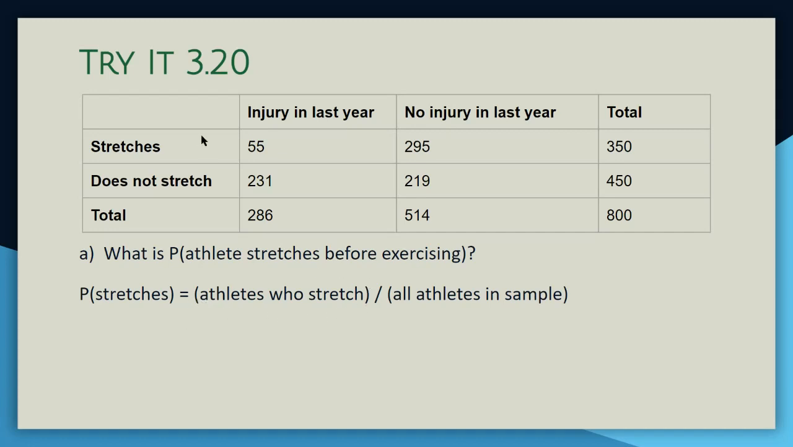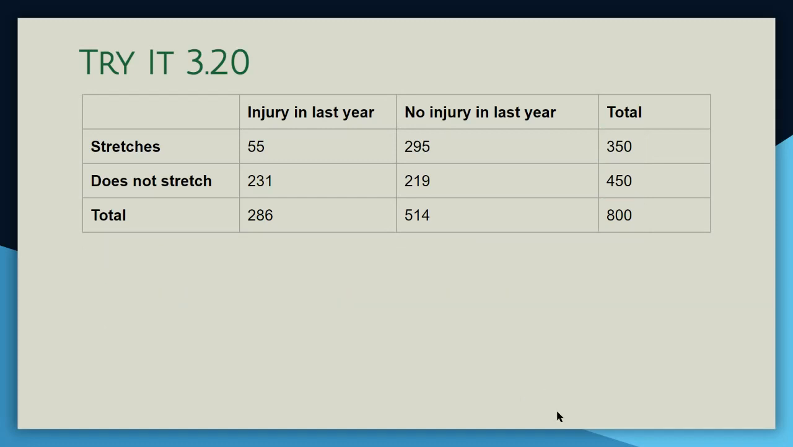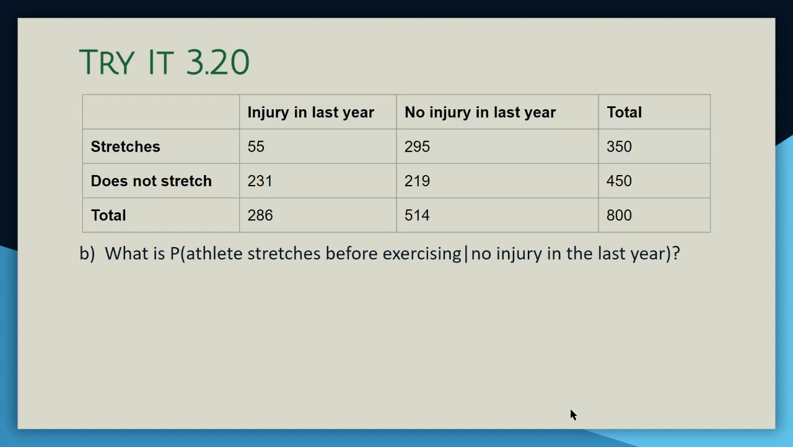So we're looking at athletes who stretch divided by all athletes in the sample. So 350 divided by 800. P(stretches) is 350 over 800, or 0.4375. So a little less than half of all of the people sampled stretch before they exercise. Part B asks what is the probability that they stretch before exercising, given that they had no injury in the last year.